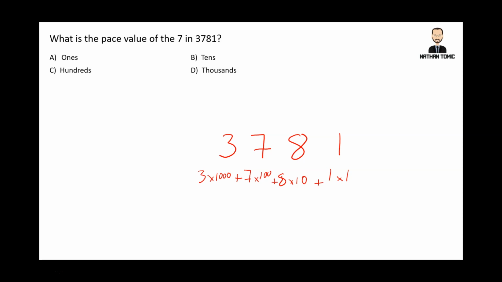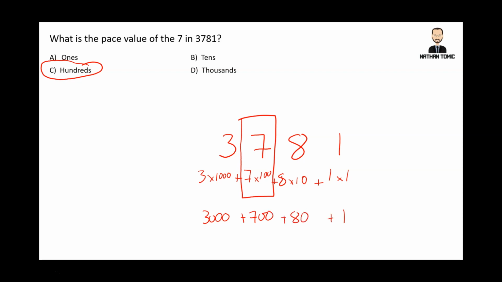So the 7 is in the hundreds column. So the correct answer in this case would be C. 7 represents the hundreds in the column. So we have 3,000 plus 700 plus 80 plus 1.